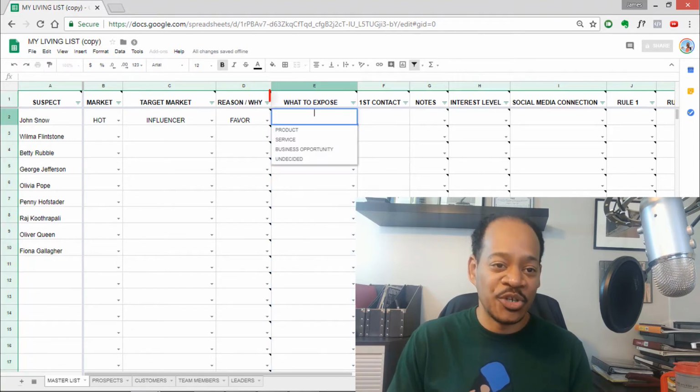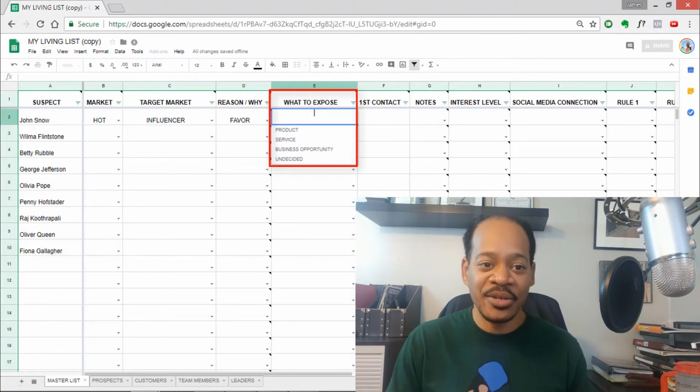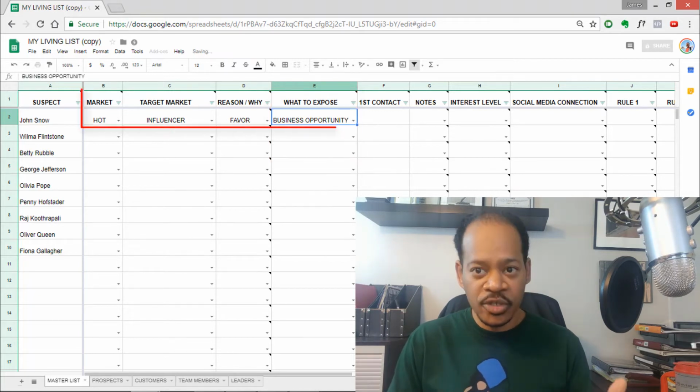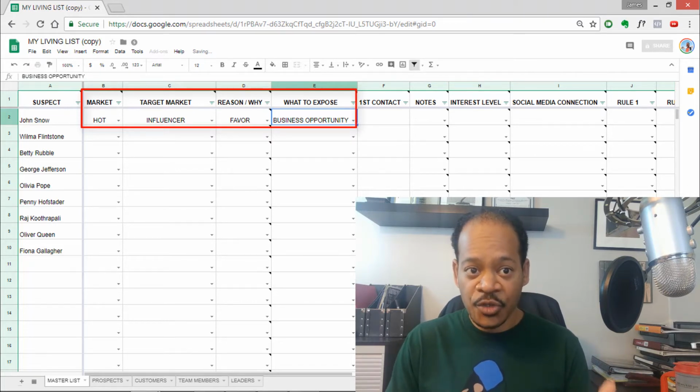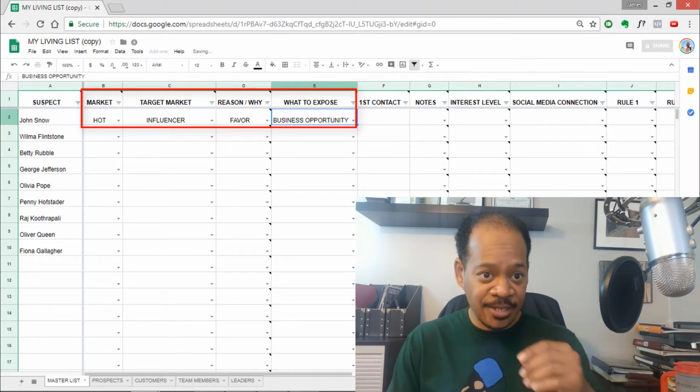Next, you'll want to determine what you're going to lead with, and you can lead with your product or service or business opportunity. You can even go into a conversation undecided and ask questions to identify a need. Ultimately, you'll want to go through these first 4 steps before you make contact or start a conversation, so you're prepared to make your first contact.